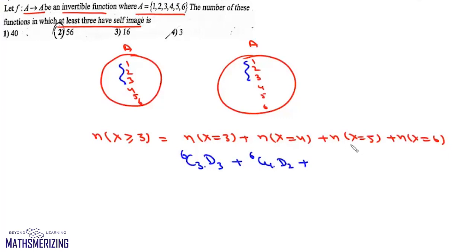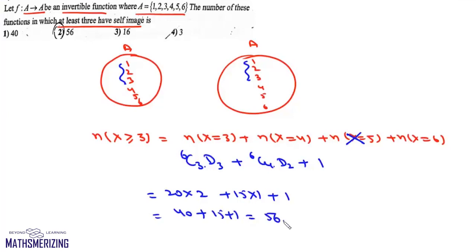Now if 5 have self-image, then the 6th also will have self-image, so this case is not possible. And for all 6 having self-image, this case is only 1. Now 6C3 is 20 and D3 is 2. 6C4 is 15 and D2 is 1, and then plus 1. So it will be 40 plus 15 plus 1, which is 56, and that's your option 2.